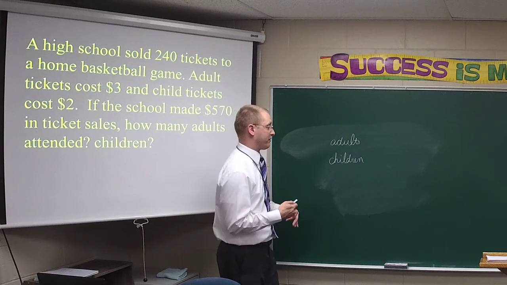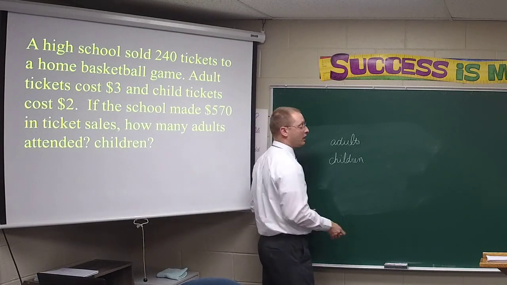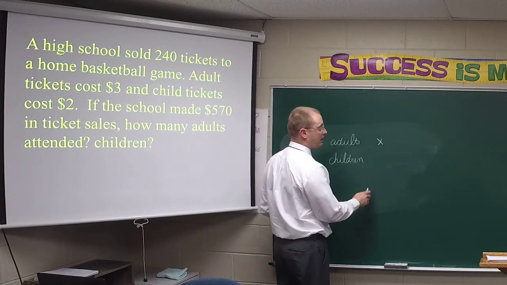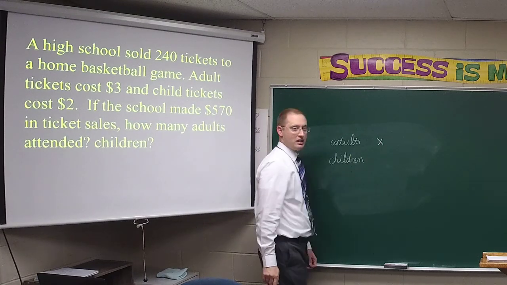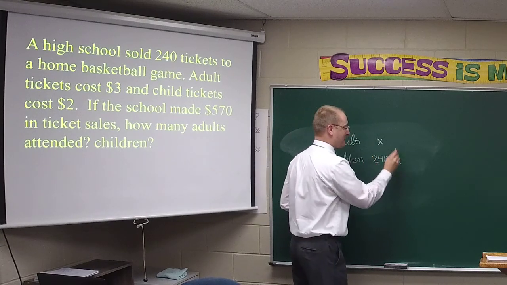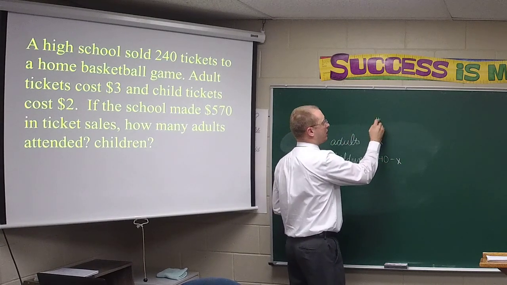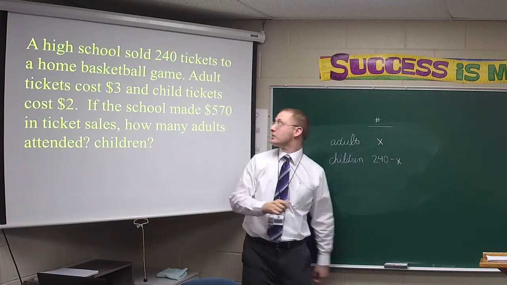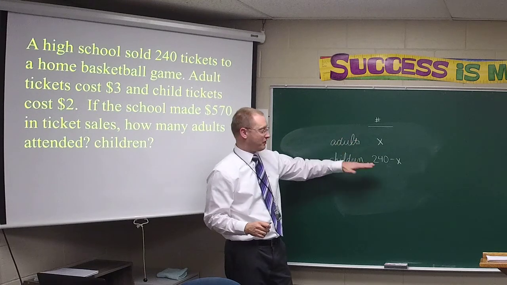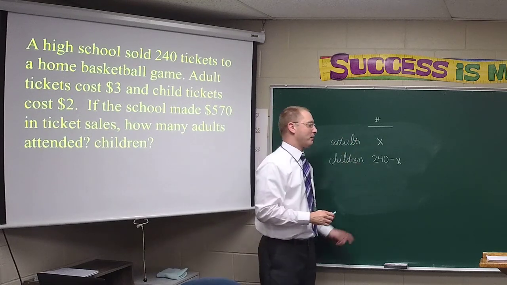So obviously the bigger value class is for an adult. Let's let the adults be x, and therefore, back to Abby, the children would be 240 minus x, total minus x. There we go. And this represents the number of adults and children who came to this basketball game. Okay, so we have x adults, 240 minus x children coming to the game.